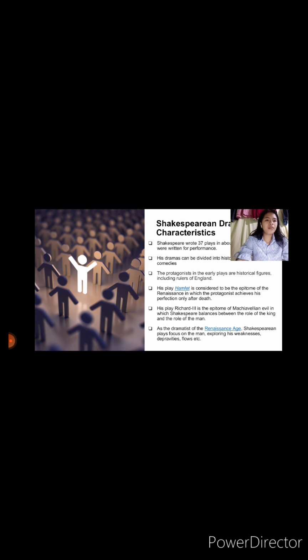And also an example of his plays under comedies is The Merchant of Venice, The Jew Shylock, and All's Well That Ends Well. And the protagonists in the early plays are historical figures. This includes the rulers of England. And his play Hamlet is considered to be the epitome of the Renaissance, in which the protagonist achieved his perfection only after death. And his play Richard III is the epitome of Machiavellian evil, in which Shakespeare balances between the role of the king and the role of the man.